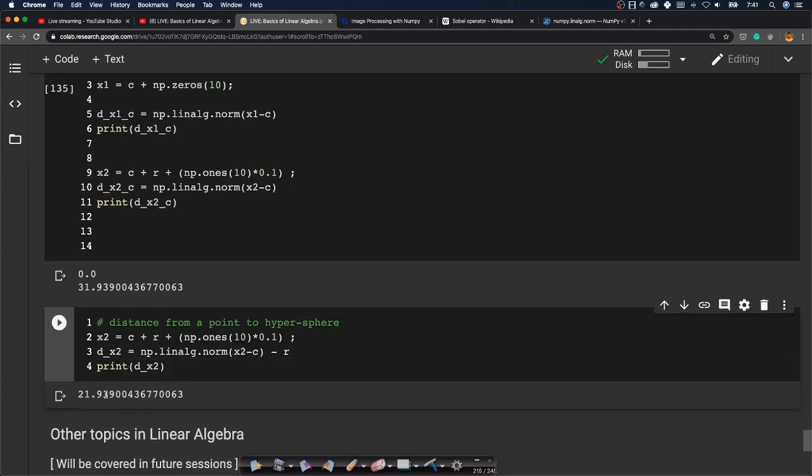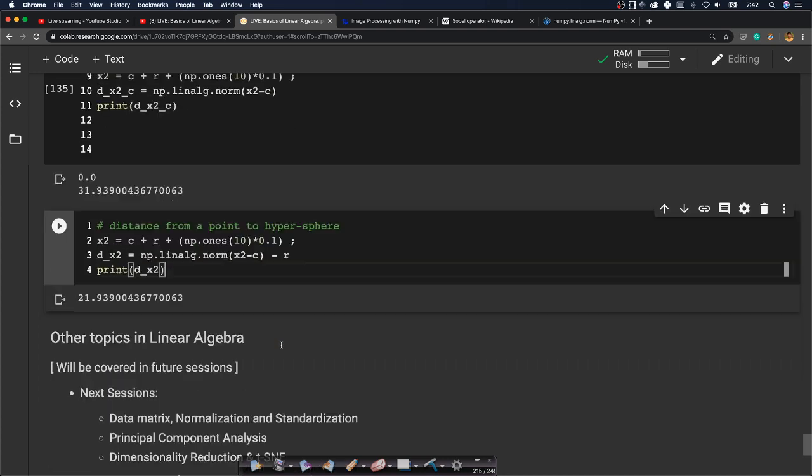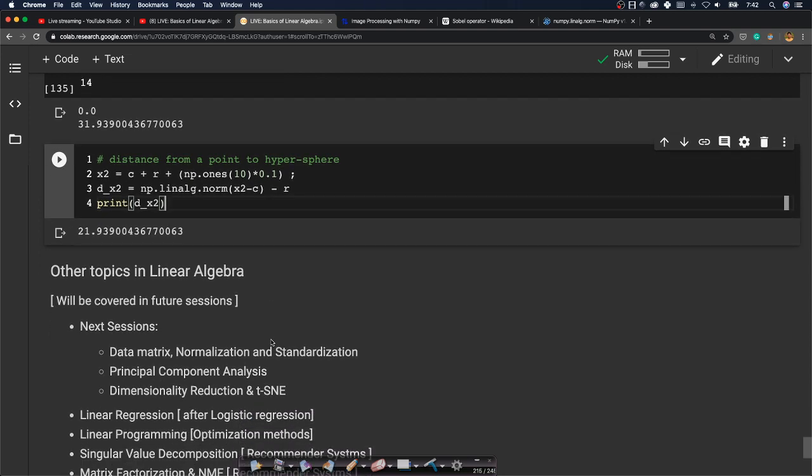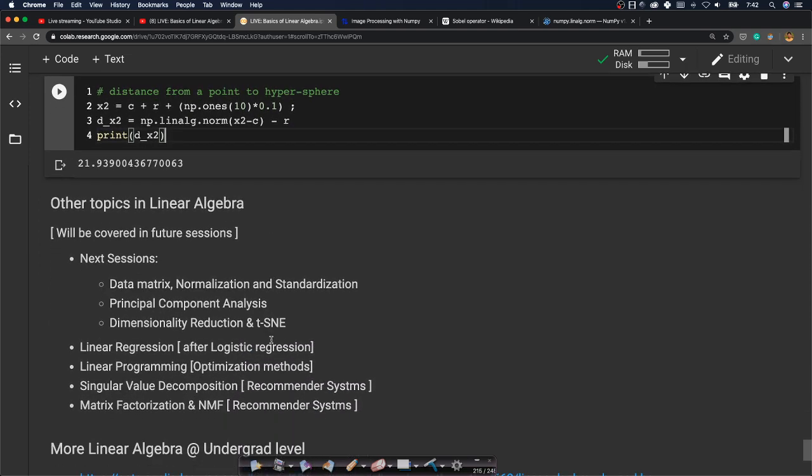So what do I get? This is my distance. I'm just creating a point here, the distance between the point and the circle. How do I get the distance? It is basically the norm of x2 minus c, or c minus x2, minus the radius. Done, problem solved. Again, what we're doing right now is just a surface touch of linear algebra.